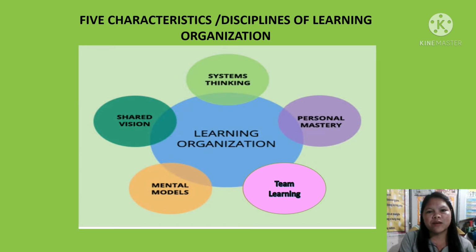There are five characteristics or disciplines of learning organizations. First is systems thinking. Next is personal mastery. We have team learning, mental models, and shared vision. The characteristics of a learning organization will help managers and employees meet these challenges by providing them tools to pursue a creative vision, learn and work together effectively, and adapt to change.